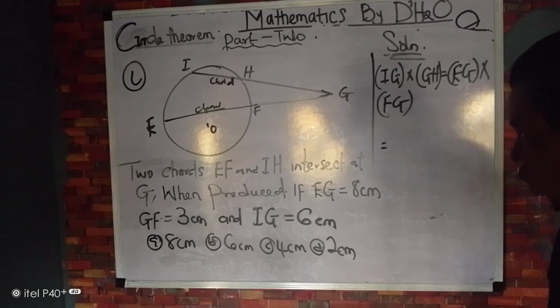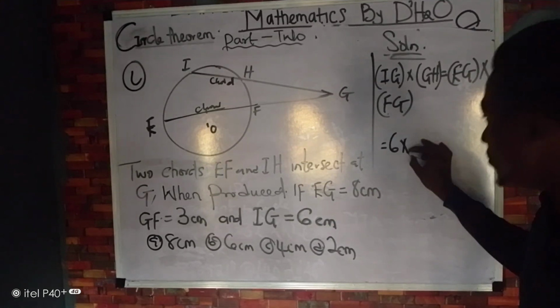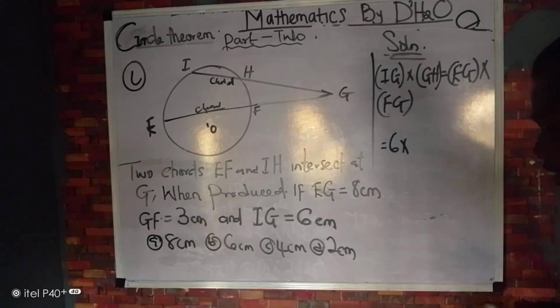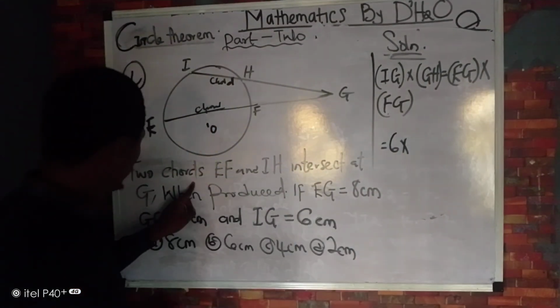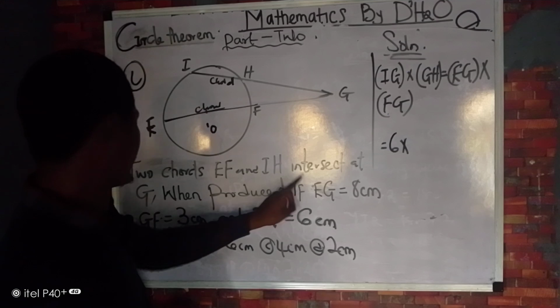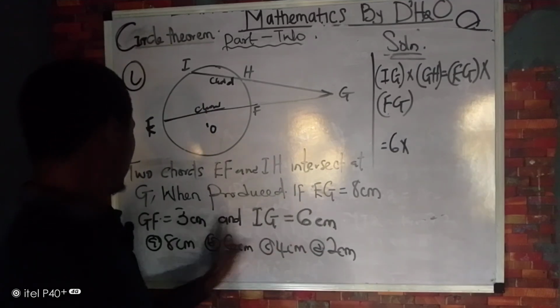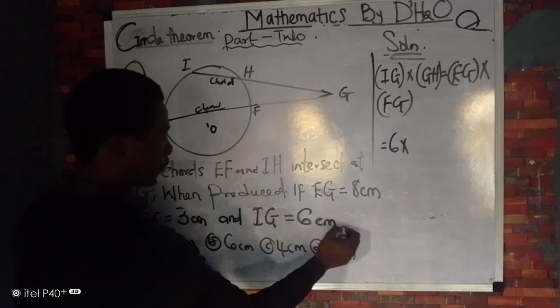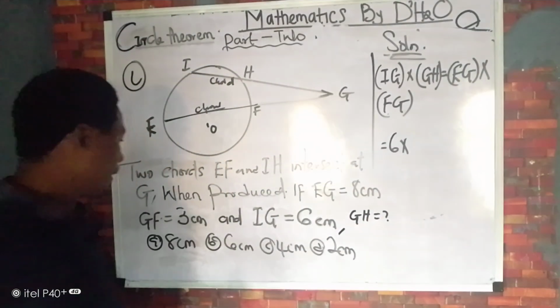IG, you remember they told us that IG is 6 centimeters. So you have 6 times GH. Did they give us GH? Two chords EF and IH intersect at G when produced. We are looking for GH, so let's leave that aside.